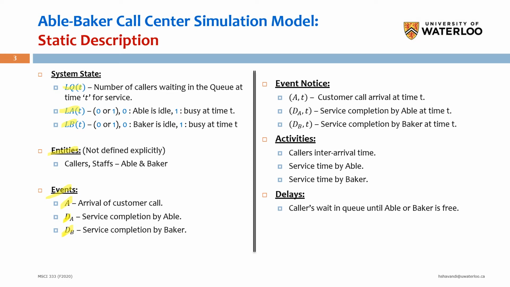Okay, and again, same as before, we represent the event notice by this. So we have the event type and the occurrence time of the event. And for activities here, we have interarrival time for customers, service time for Able, and service time for Baker. In the dynamic description, we will show how we are going to obtain these times based on the distributions that we have. And for the delays, again, calls wait in queue until Able or Baker becomes free. Okay, so this is the static description of this system.